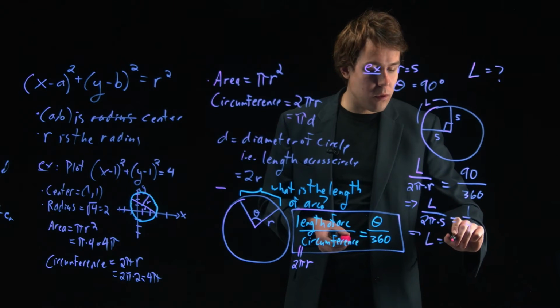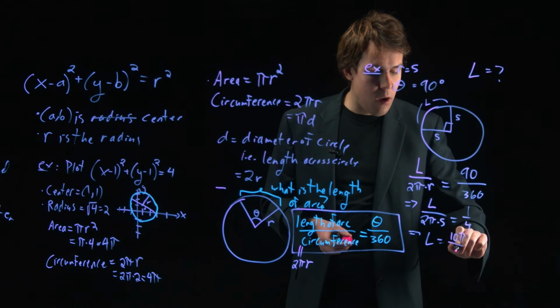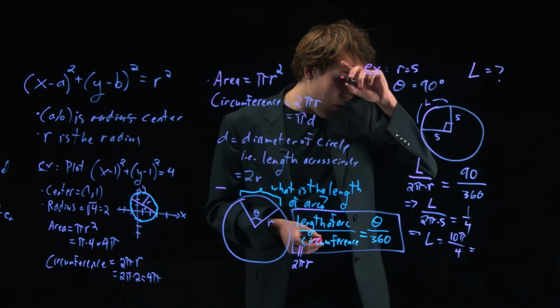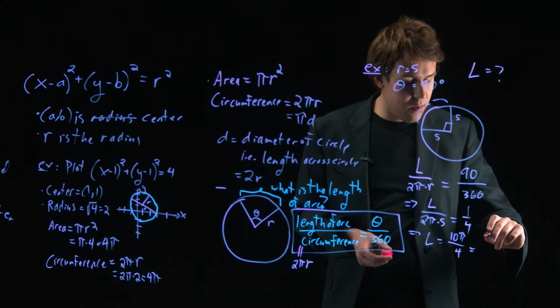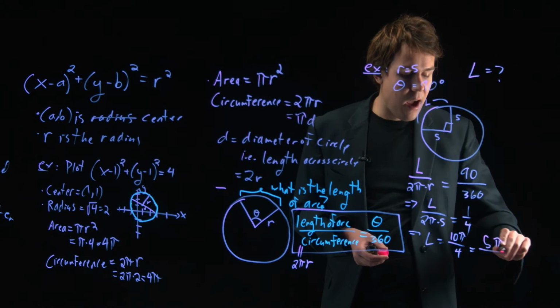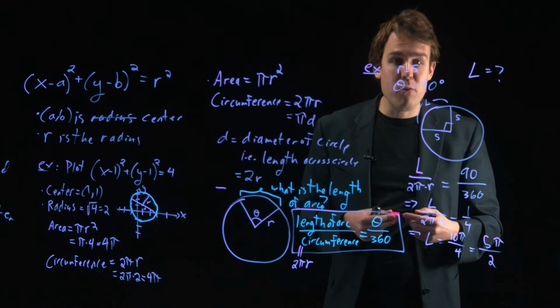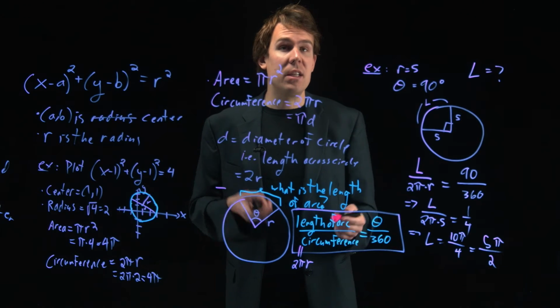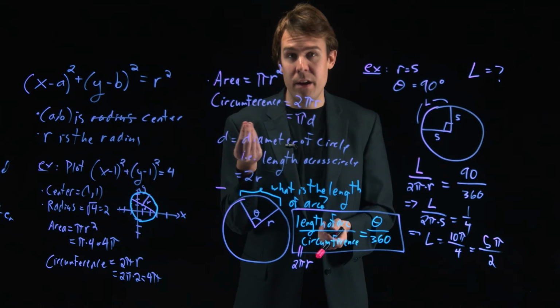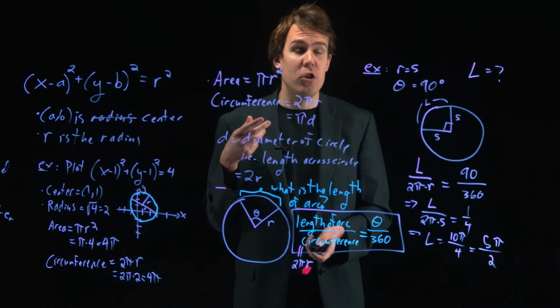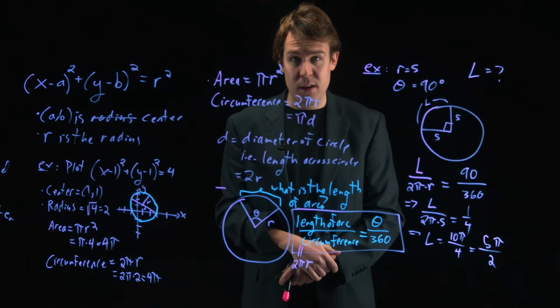So L equals 10 pi over 4, which I could perhaps simplify as 5 pi over 2. And it would be typical to leave it like that. Since these types of questions you will typically not have a calculator for, you'll not be asked to do a decimal expansion of this.